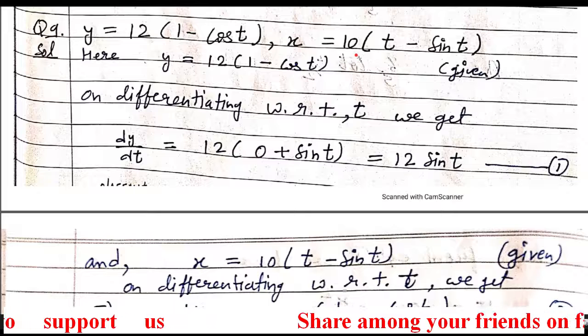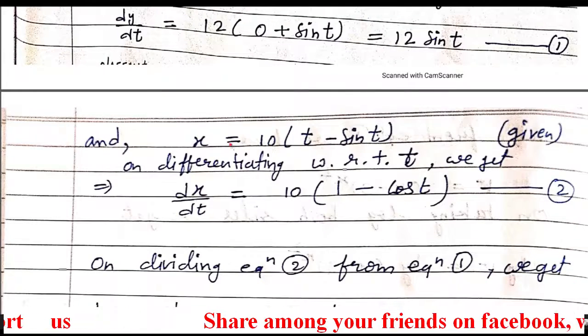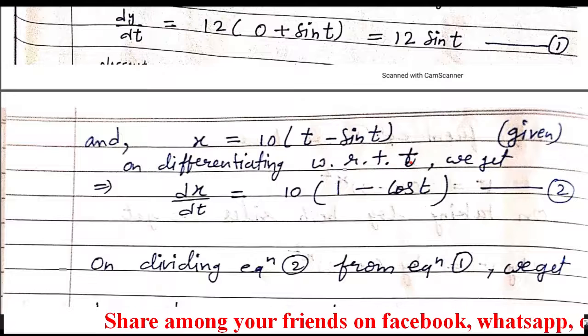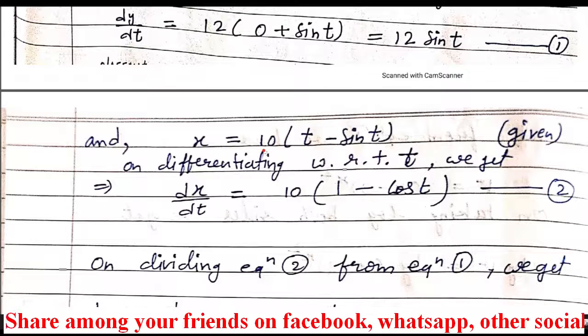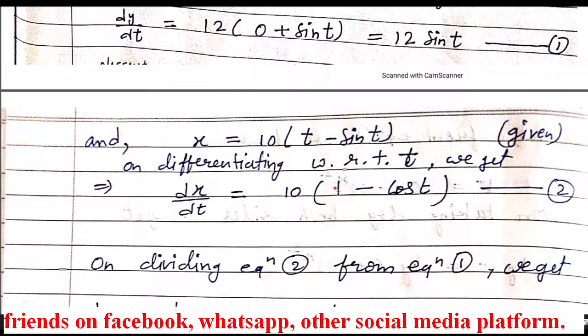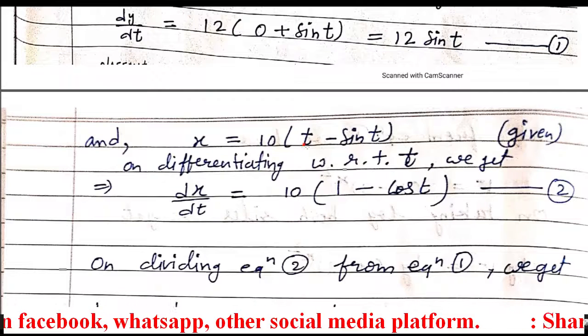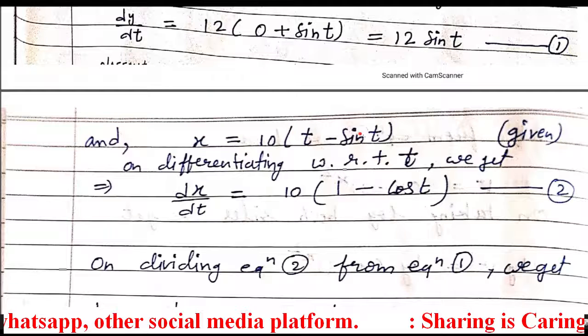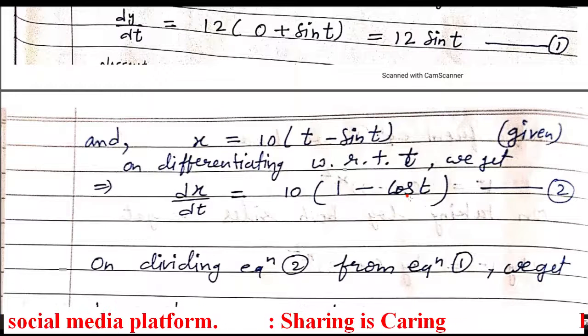Now we'll start from x. We'll differentiate it again with respect to t. When we differentiate it, 10 will behave as the coefficient. The differentiation of t is 1, because we are differentiating with respect to t. That's why the differentiation of t is 1. The differentiation of sin t is cos t.